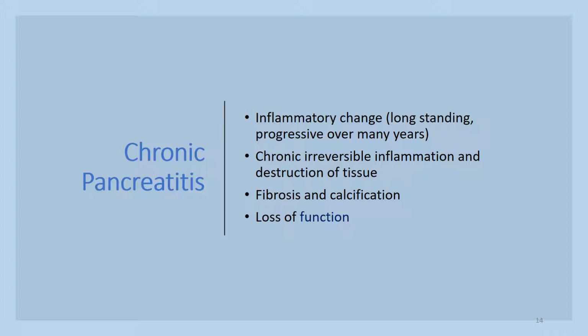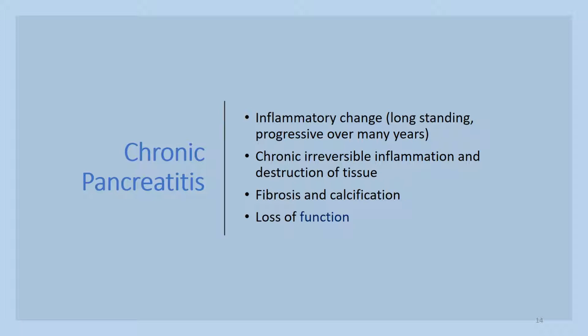Let's go on now to chronic pancreatitis. Inflammatory change, which is very long-standing and progressive over many years, is an important consideration in chronic pancreatitis. So what we see is chronic irreversible inflammation and destruction of pancreatic tissue with fibrosis and sometimes calcification, which can be imaged and found in MRI and CT scans.